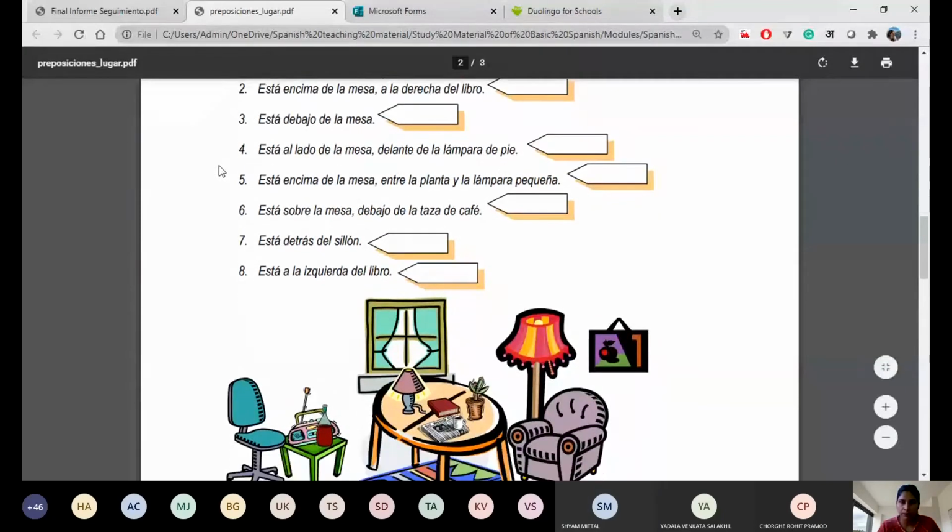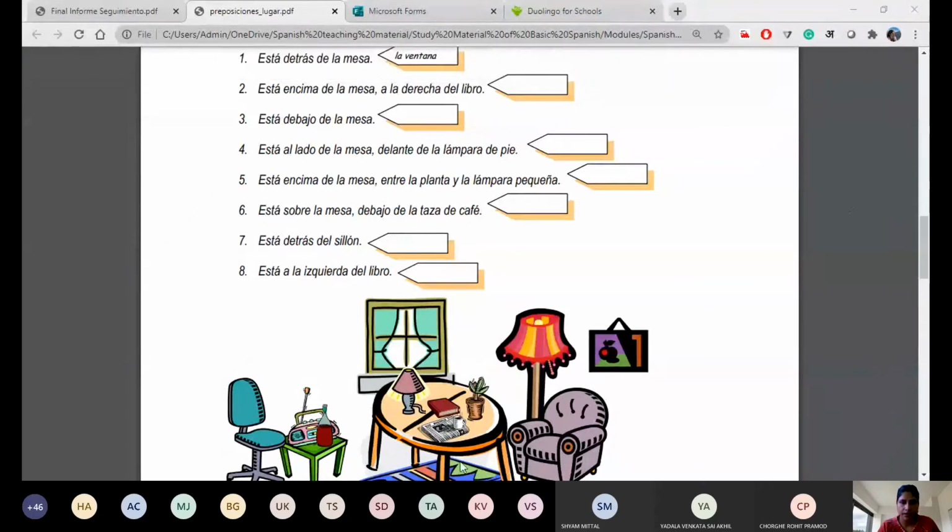Let me call someone in the classroom. Okay, Satkriti Singh. Yes, ma'am. Can you read the second one? Está encima de la mesa a la derecha del libro. Can you translate that? Something is on top of the table and at the right of the book. Libro, book. Right of the book.